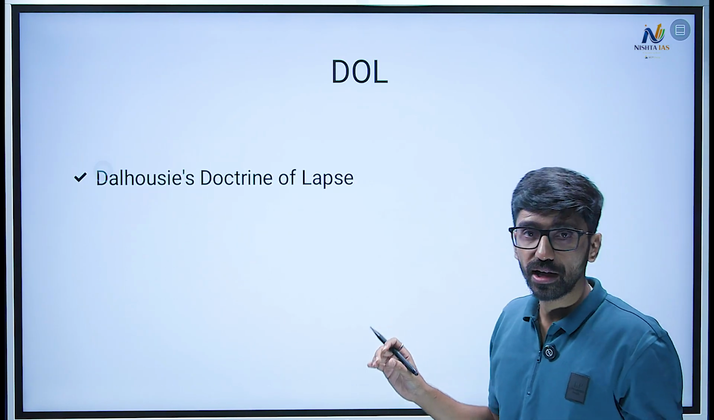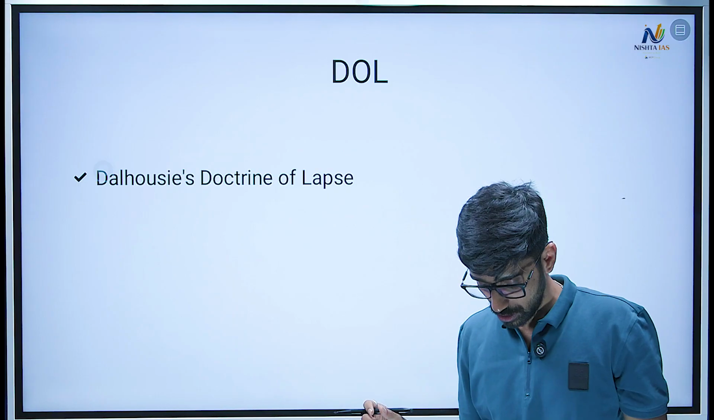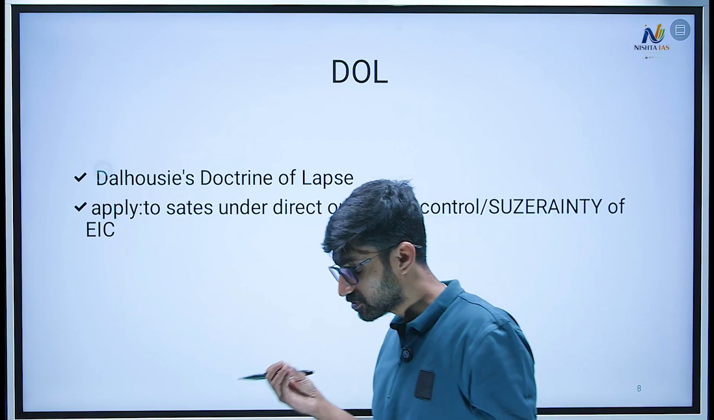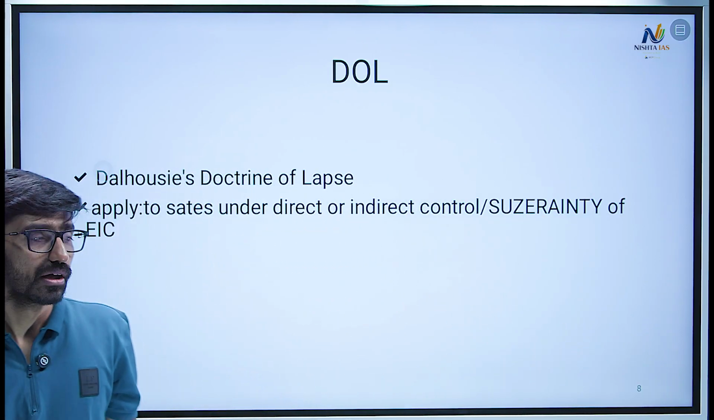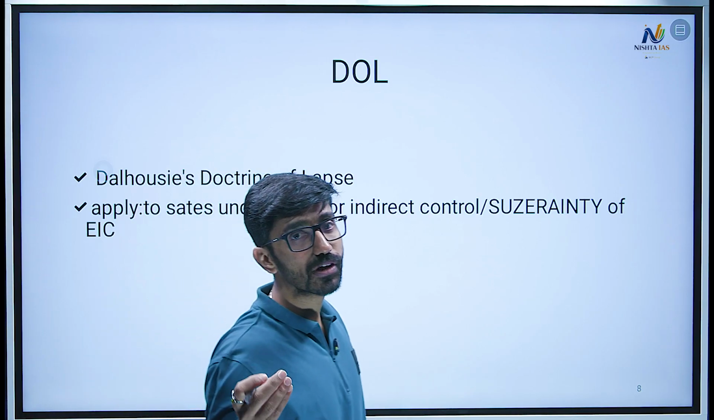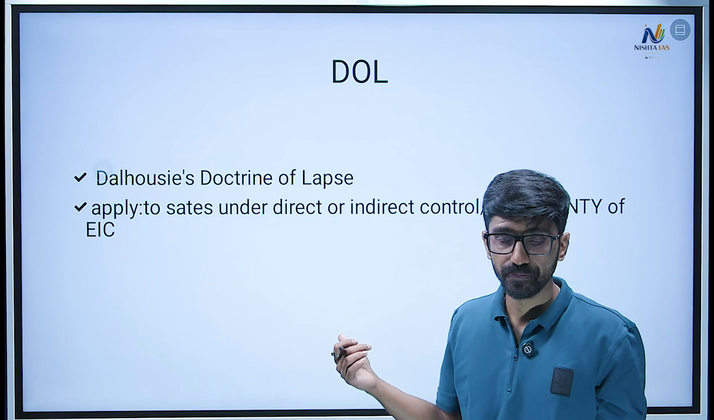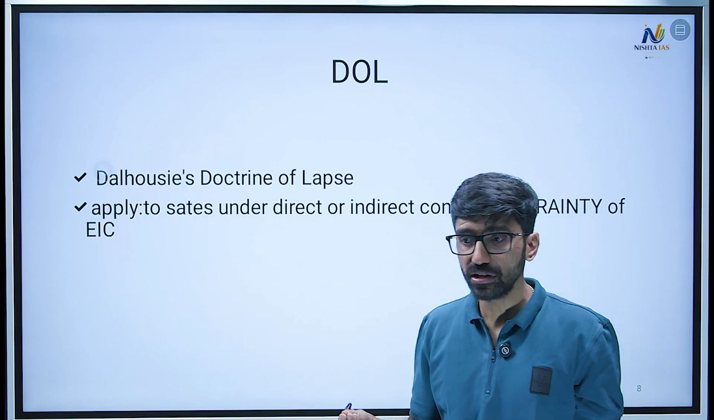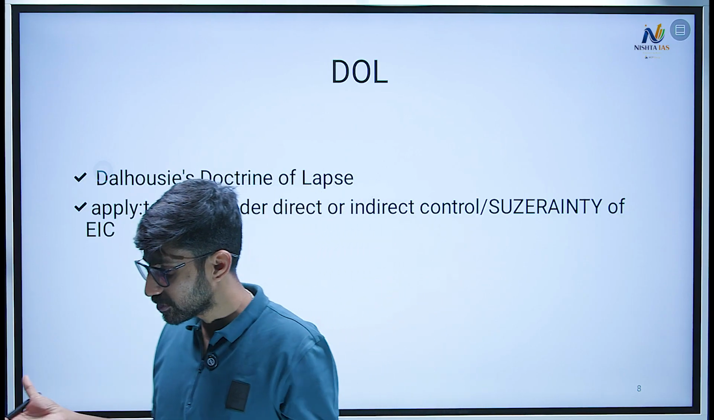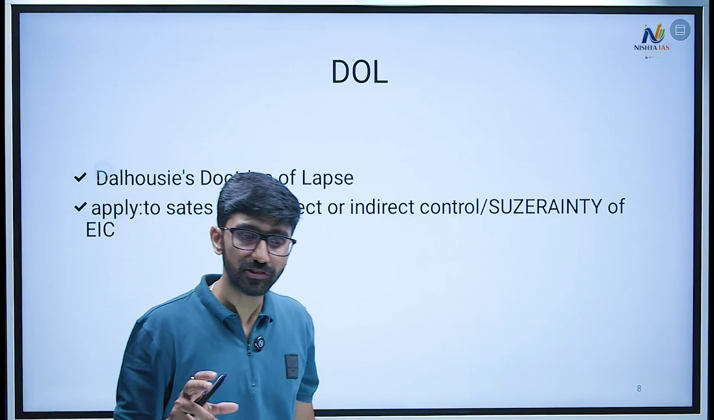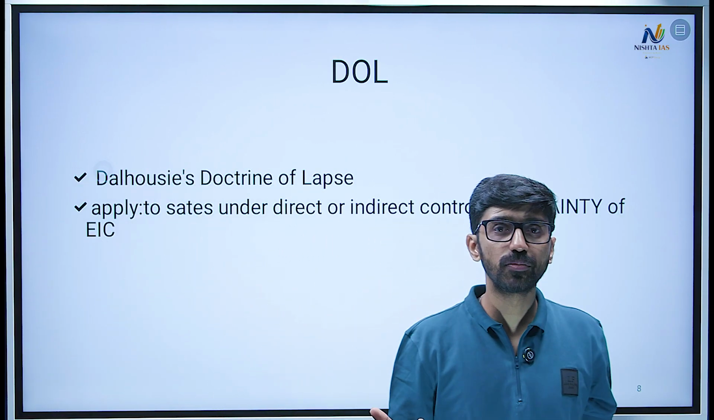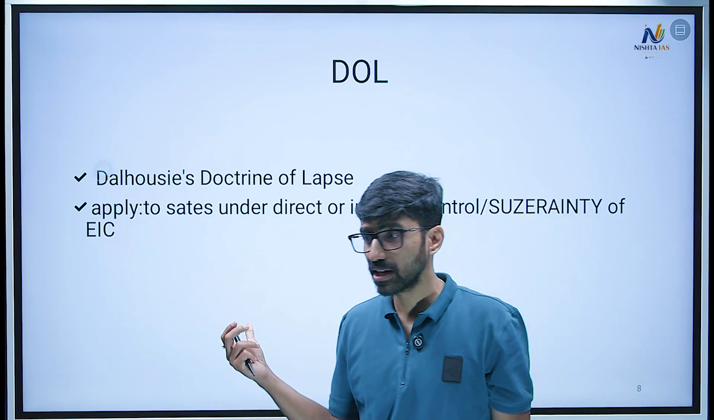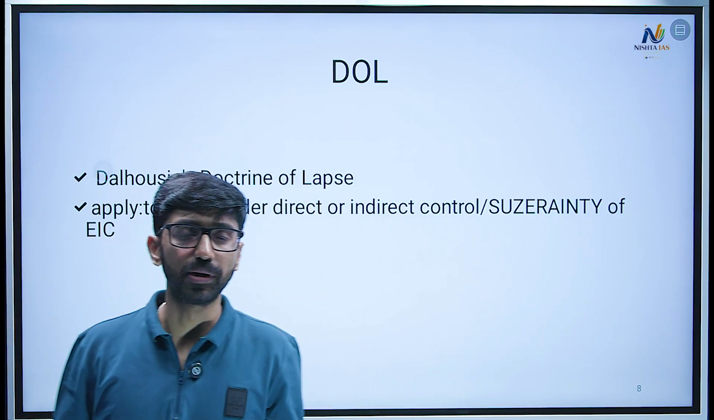It's Dalhousie's doctrine of lapse. What is this doctrine of lapse? Of course, it is taking away some of the traditional rights of Indian ruling families. It applied to those states which were under the direct suzerainty of British rule. What is direct suzerainty? Those states which had an agreement with the Britishers and had surrendered some powers, like external affairs, like subsidiary alliance states. They were under the suzerainty of the Britishers.